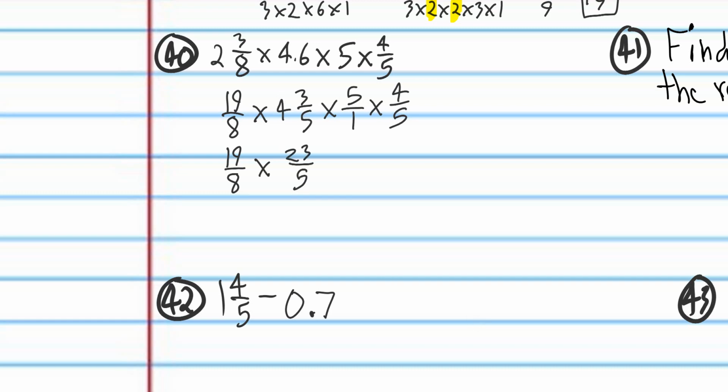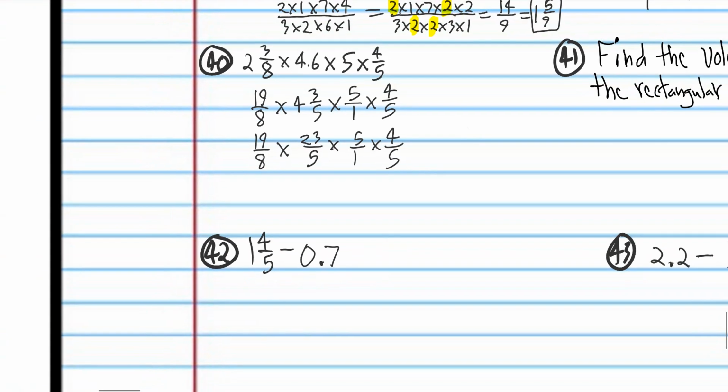Again, that's review, changing a mixed number to an improper fraction. Times 5 over 1 times 4 over 5. So now we're ready to go. We can multiply straight across. We get 19 times 23. Ouch, that's going to be a big number. Times 5 times 4, all over 8 times 5 times 1 times 5. So we want to cancel out if we can, and we can cancel out these 5s.